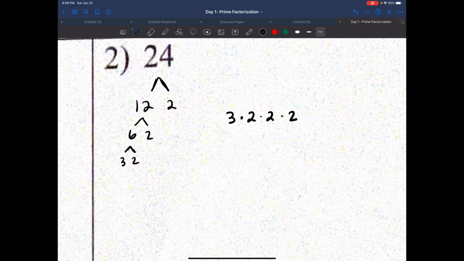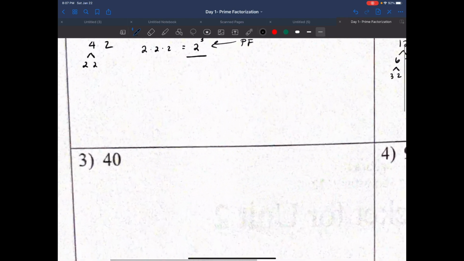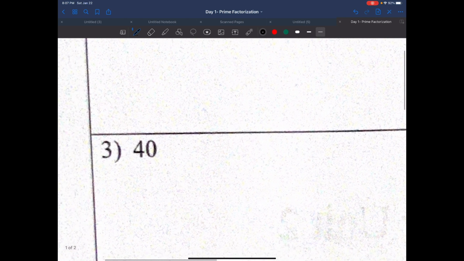So then I'm going to prime factorize this. I have a 3 here, so I'm going to write a 3. And then I have 3 2's that can be represented as 2 to the third power. And this is my answer. Okay?